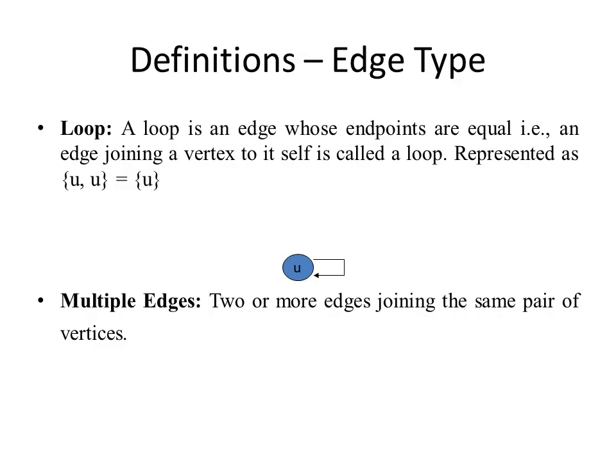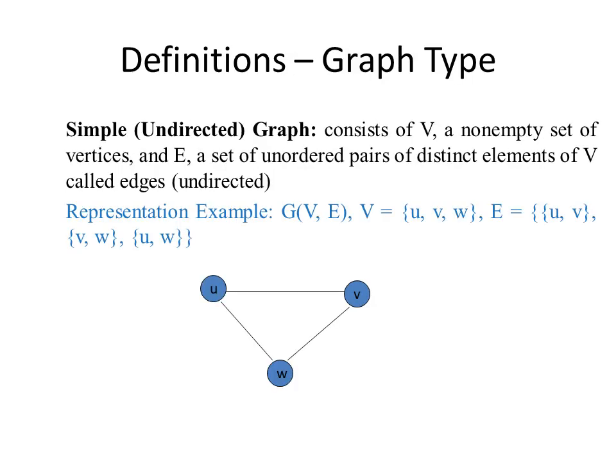Then multiple edges means two or more edges are joining the same pair of vertices. Suppose we have two vertices and two or more edges having identically the same endpoints. From U to V you have multiple edges, let's say 1, 2, 3, and each edge has the same endpoints U and V. That is multiple edges.